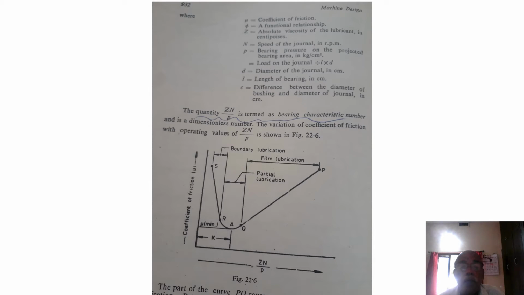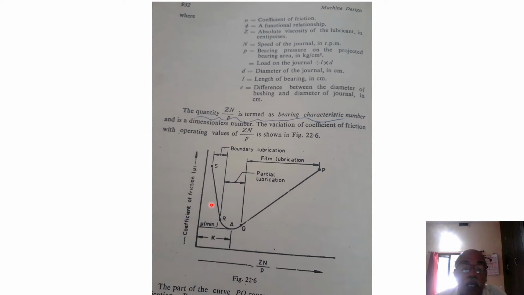This graph will give you a better idea how the coefficient of friction varies with respect to the ZN by P value, because as I told you, the friction is related with ZN by P, L by D and D by C values. ZN by P is termed the bearing characteristic number and is a dimensionless number. The variation of coefficient of friction with operating values of ZN by P is shown in the figure. This ZN by P is very important during the design, and three segments are shown here.